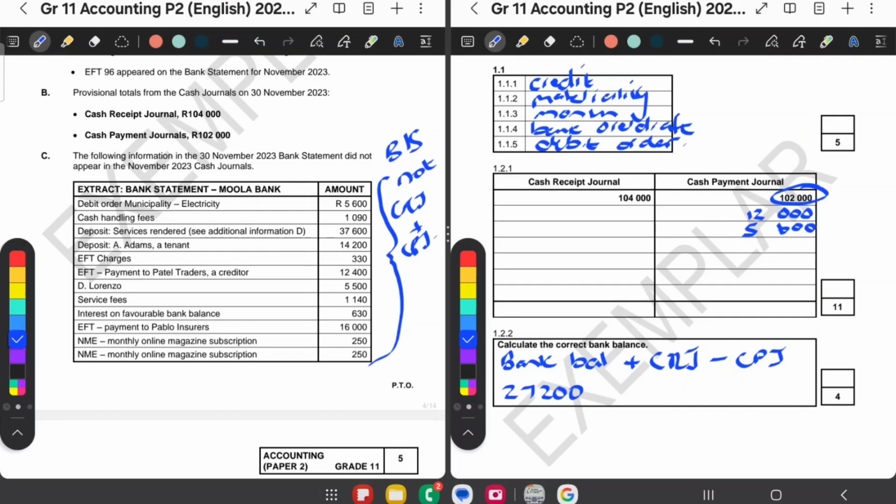Okay, so next, cash handling fees, 1,090. Cash handling fees is bank charges. So I'm just going to make a star because I want to check if there's any other bank charges, because we show them as one amount. But that's bank charges. That will go to the CPJ.